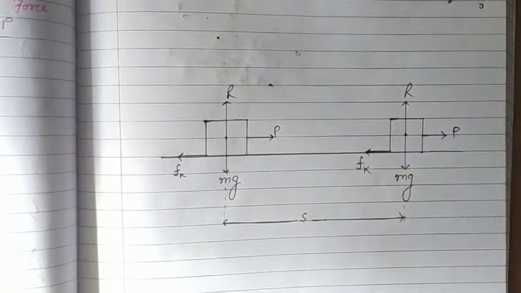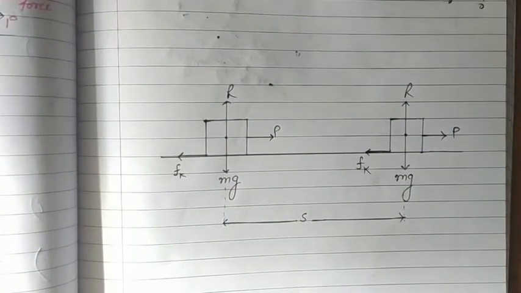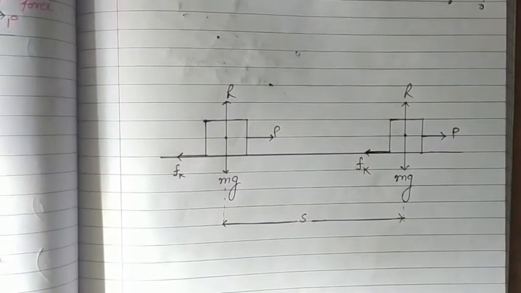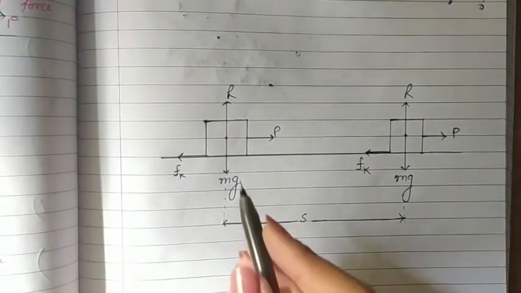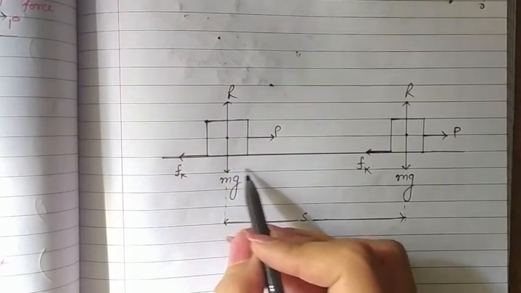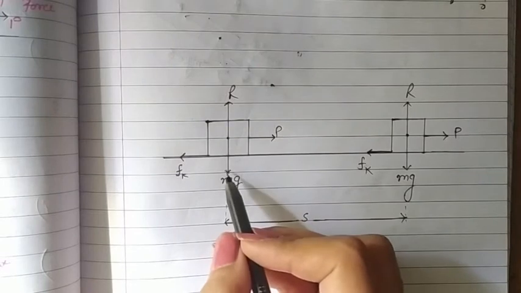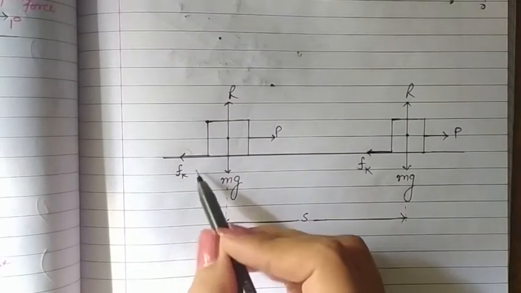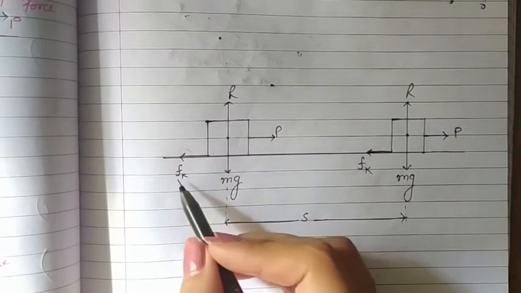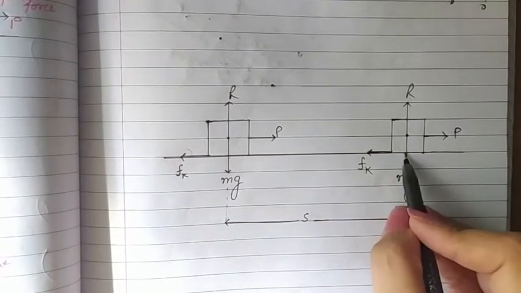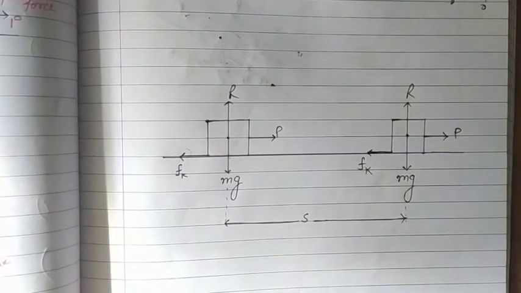Okay, so now we have to find the work done against this friction Fk in moving the body through a distance s. Suppose after a certain time this body moves a distance s, so we want to find the work done against this friction, or the work done by the body against this friction to move from its initial position to cover the distance s.